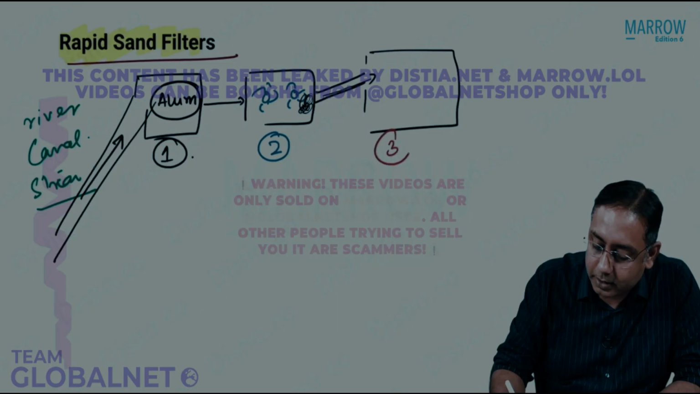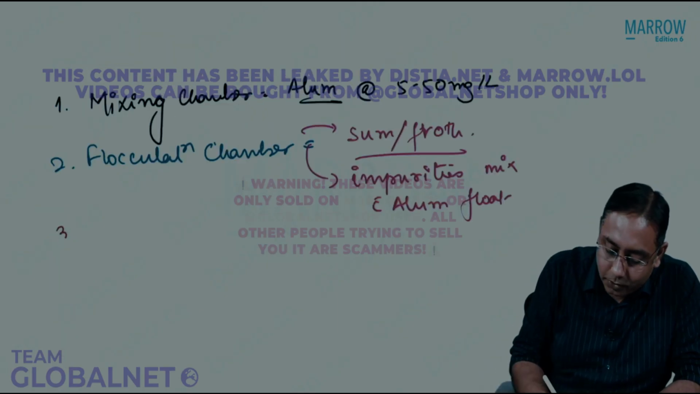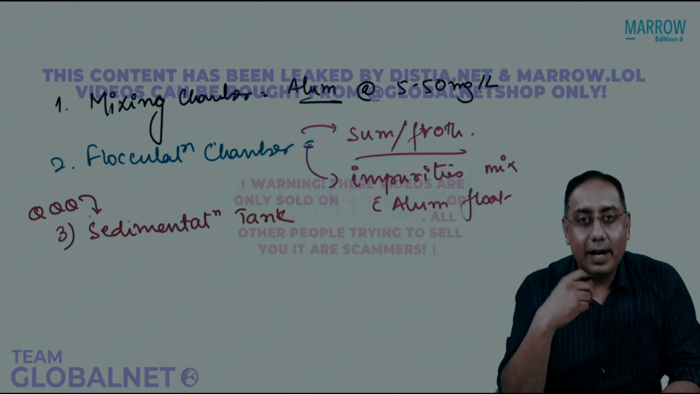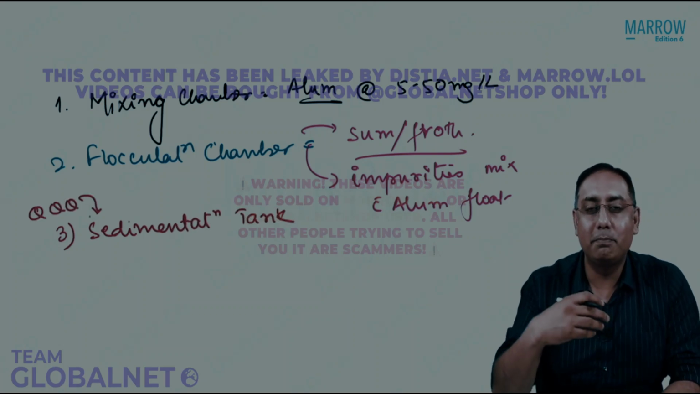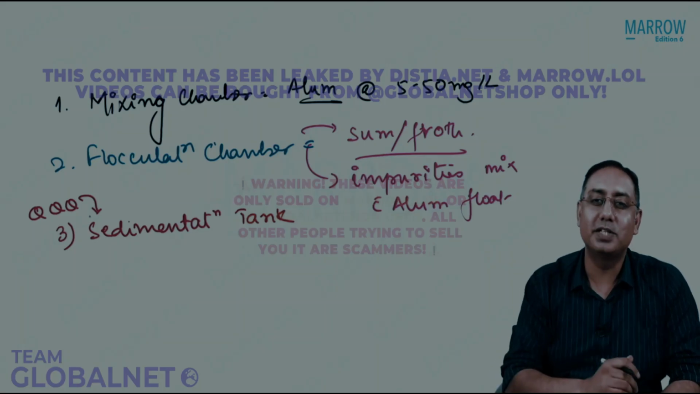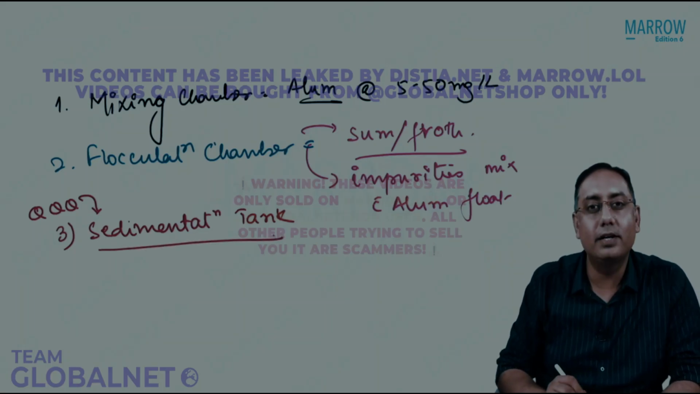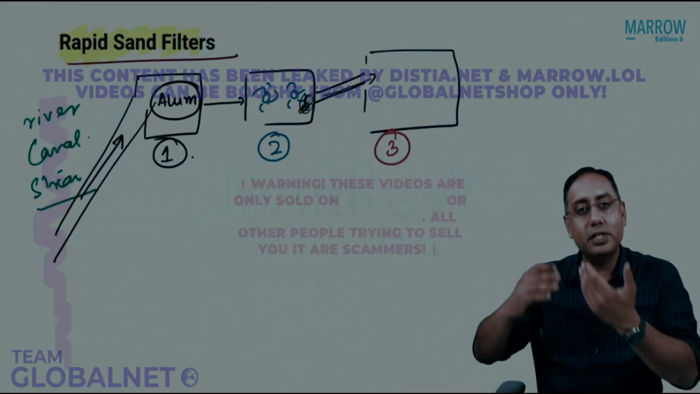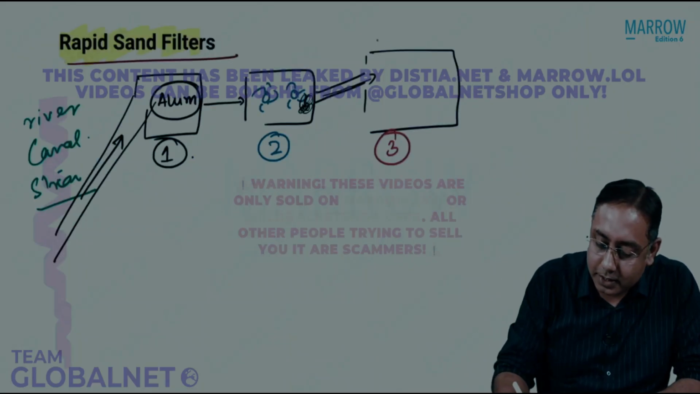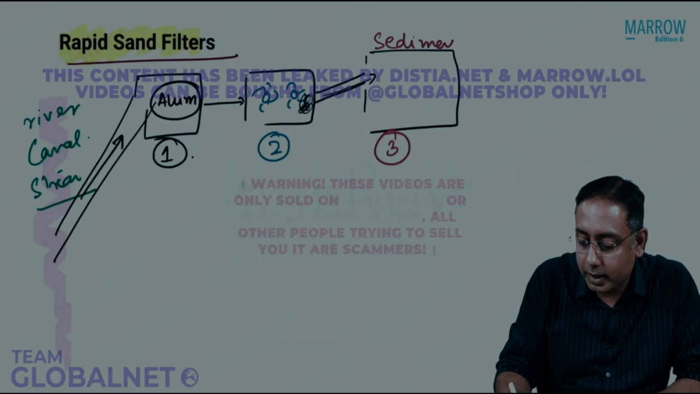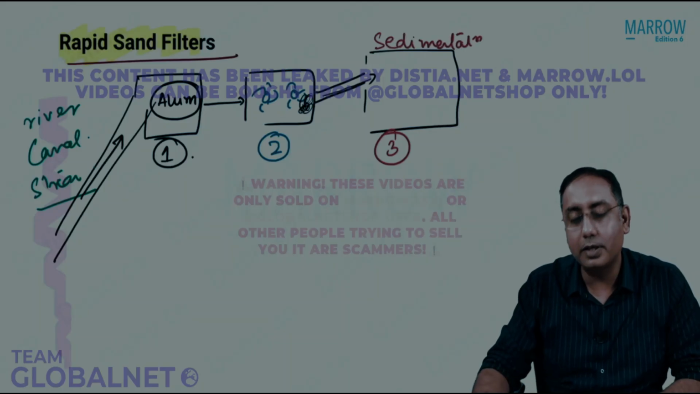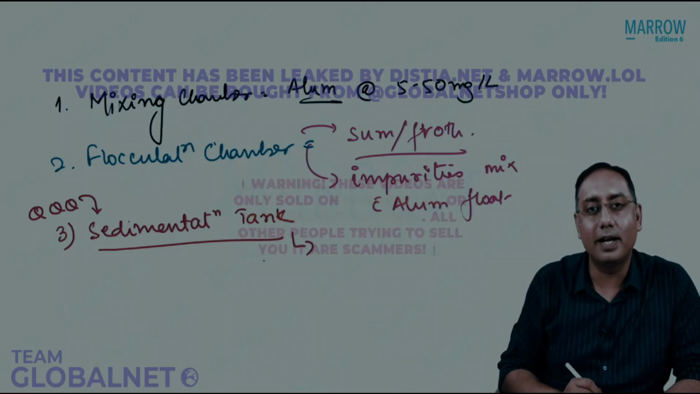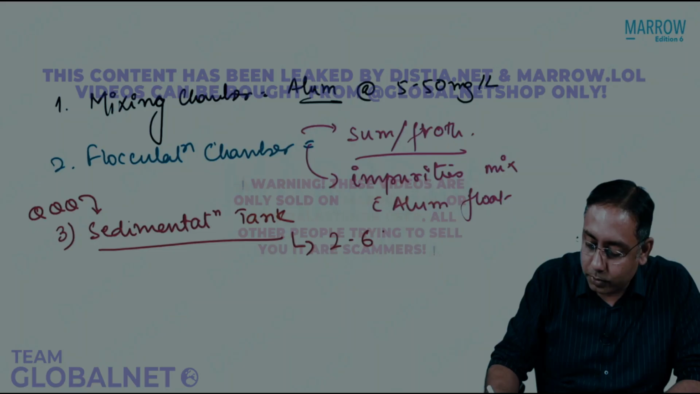This chamber is the third chamber. This chamber is called a sedimentation tank. And I don't know why the examiners have a kind of fascination towards asking this point, that is, is there a sedimentation tank in a rapid sand filter? Common sense, yes, there is a sedimentation tank. In the sedimentation tank MCQ, the water is going to stay for how much time? In the sedimentation tank, the water is going to stay for 2 to 6 hours.